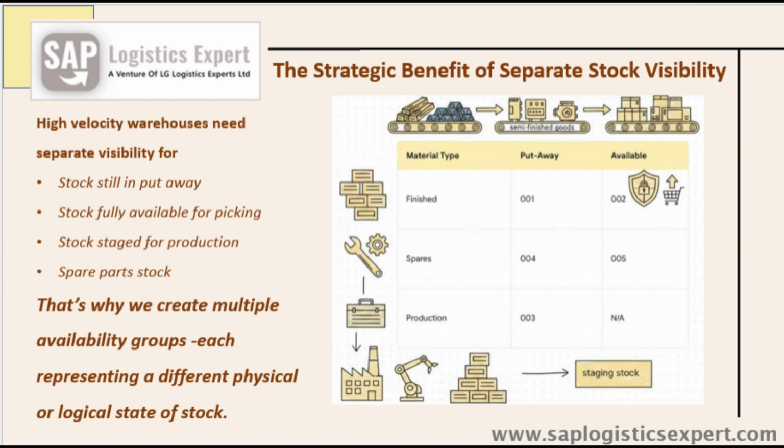The strategic benefit of separate stock visibility. High-velocity warehouses need separate visibility for stock still in put-away, stock fully available for picking, stock staged for production, and spare part stock. If we mix these together, our ATP, MRP, and warehouse analytics become unreliable. That's why we create multiple availability groups, each representing a different physical or logical state of stock.